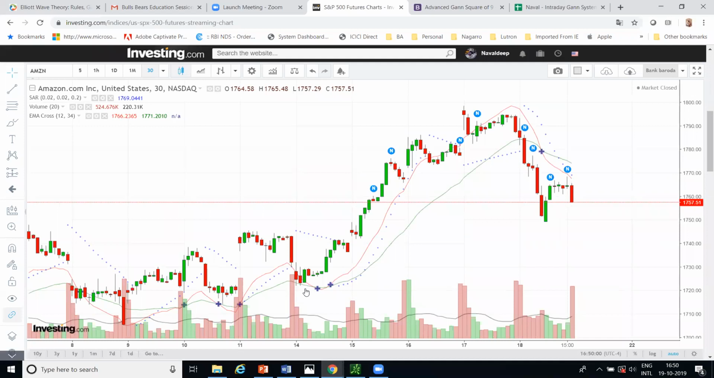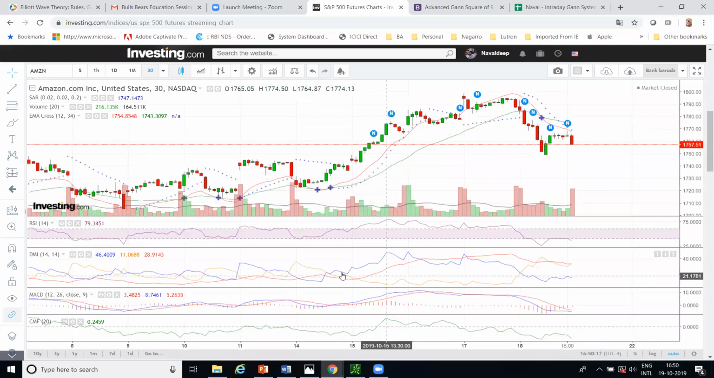Every time, you may not like the colors, but I use the red one showing me positive and the green one showing me negative. If you see here, there's a crossover of the moving average. And let me add a few more details here.